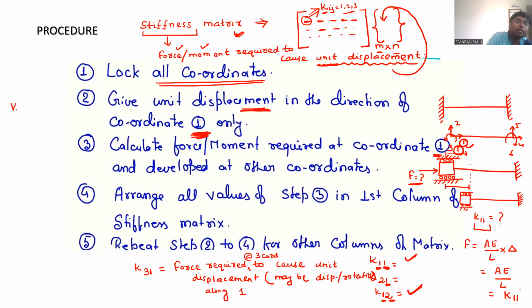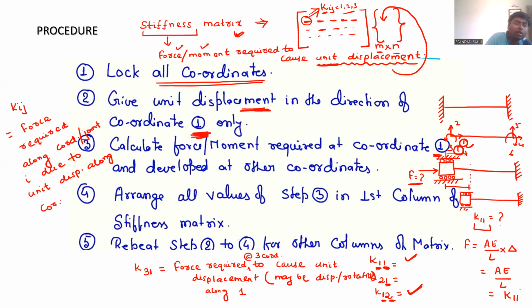So we can generalize it in this format. If Kij is one of the components of the stiffness matrix, then that represents the force required along coordinate or joint i due to unit displacement along coordinate j. So I hope this third point is clear. Yes, sir. Yes.